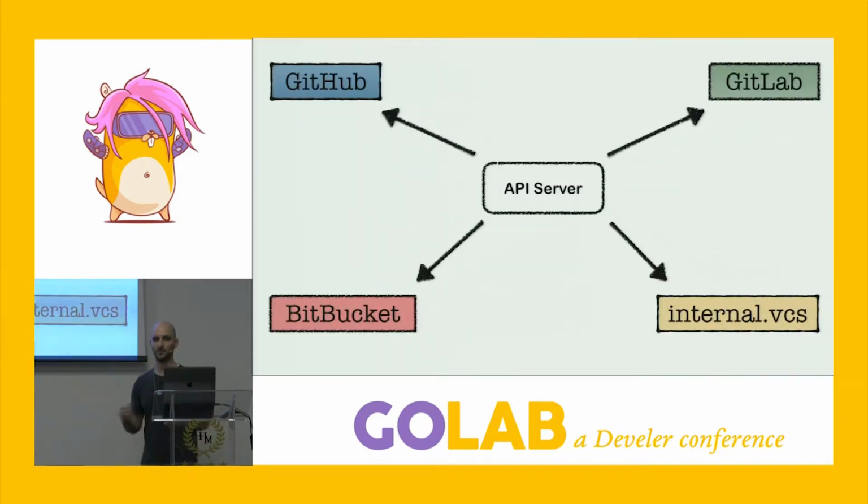So of course, we have an API server. We have an API. We're going to build API servers. So essentially, instead of having the go get tool pull directly from VCS, we're going to have an API server pull from VCS.